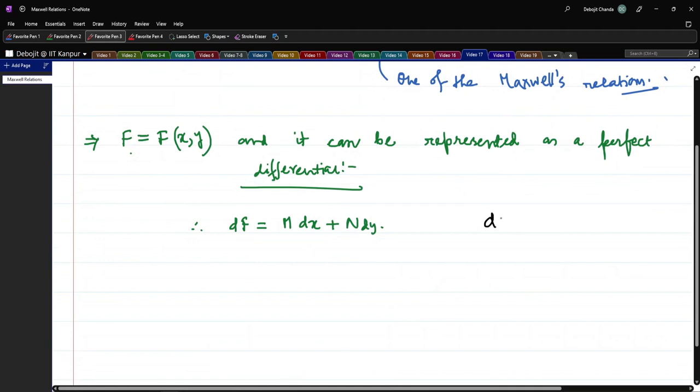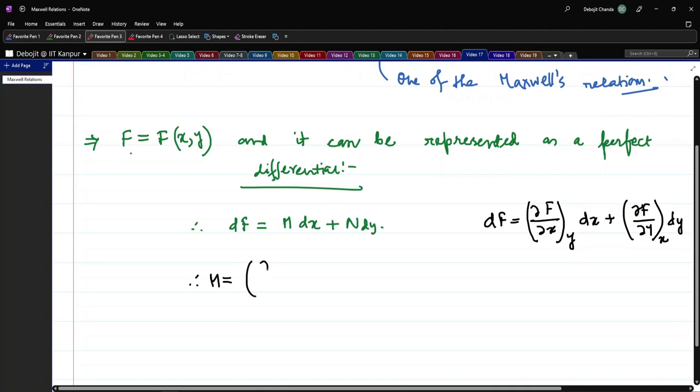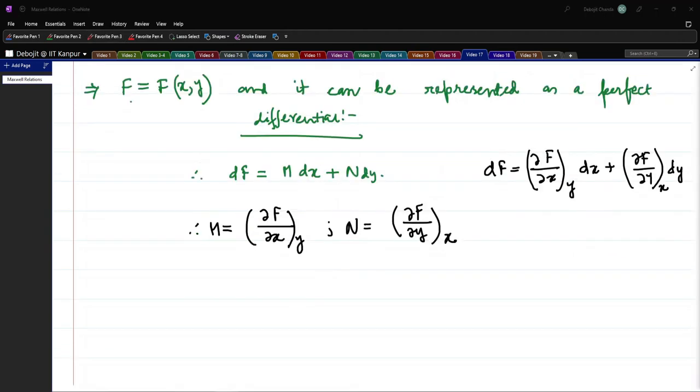where M and N we can easily derive from the fact that dF is del F del x at constant y dx plus del F del y at constant x dy. So from that we see that M is equal to del F del x at constant y, and N is equal to del F del y at constant x.